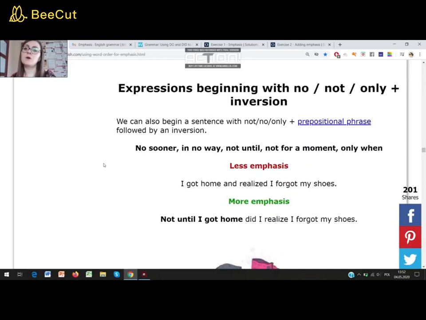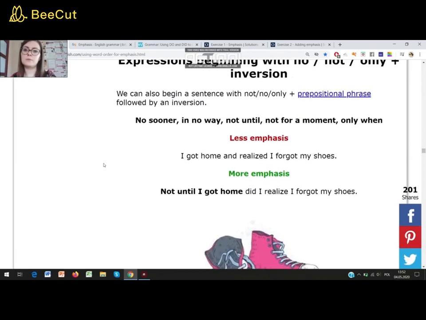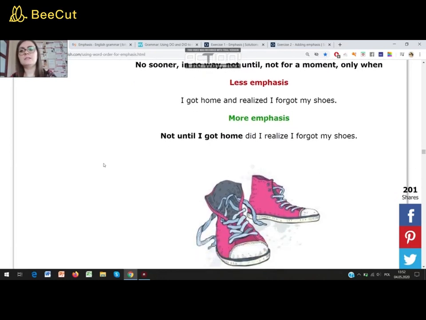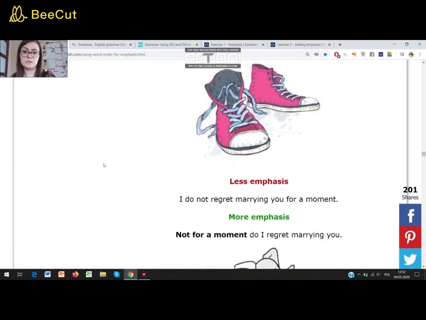Expressions beginning with no, not only plus inversion, and a prepositional phrase followed by an inversion are also quite popular. For example, no sooner, in no way, not until, not for a moment, only when. Less emphasis is in a sentence like that. I got home and realized I forgot my shoes. And more emphasis, not until I got home did I realize I forgot my shoes.